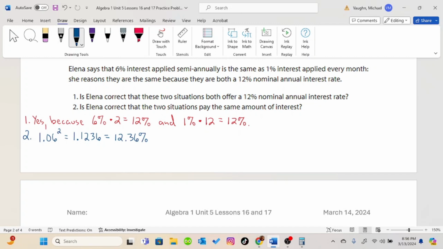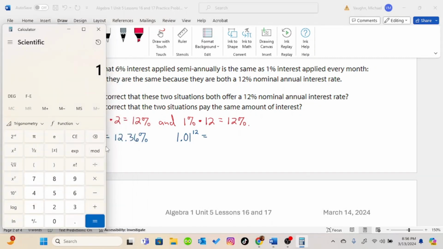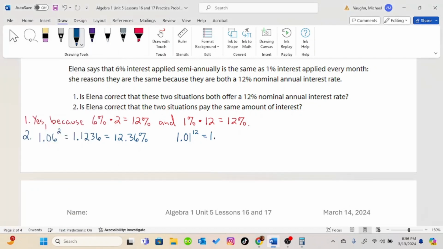On the other hand, 1% interest is 1.01. And that's done 12 times, so the exponent is 12. Now when we put this in a calculator, 1.01 to the power of 12, we get 1.1268. Which equals 12.68% interest.